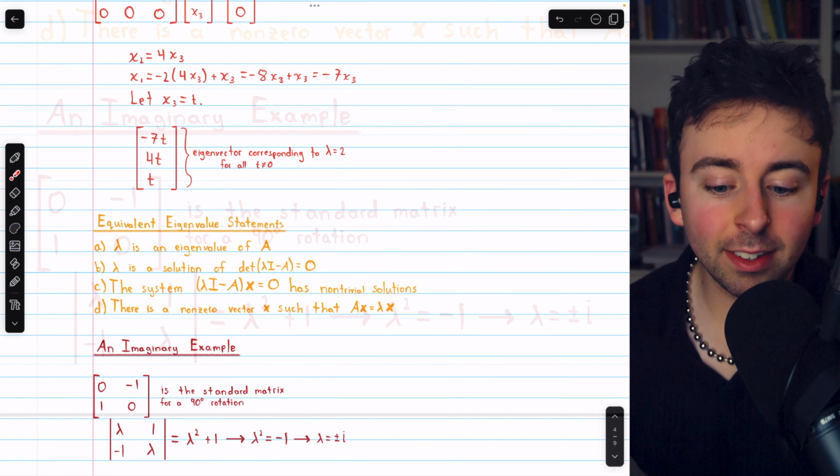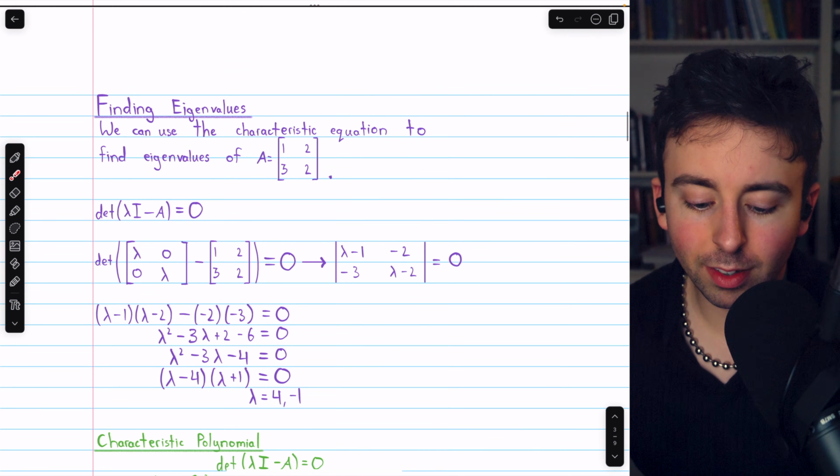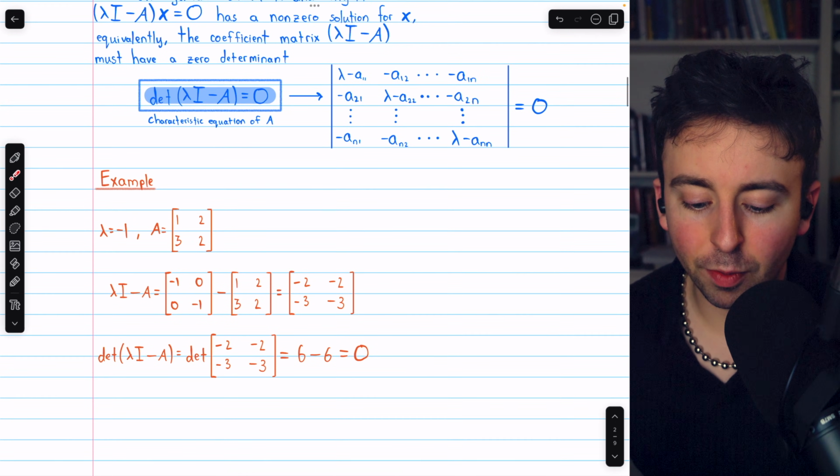Pretty wacky. And that is a thorough overview of eigenvalues, eigenvectors, characteristic equations, characteristic polynomials, and how to find all of this stuff.